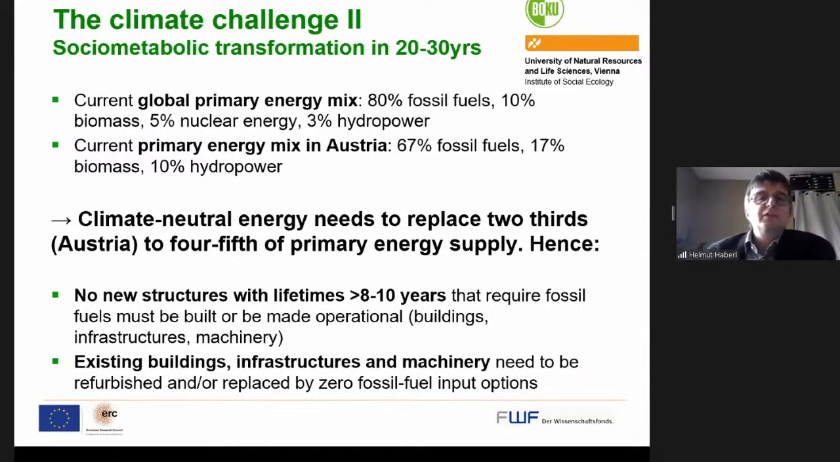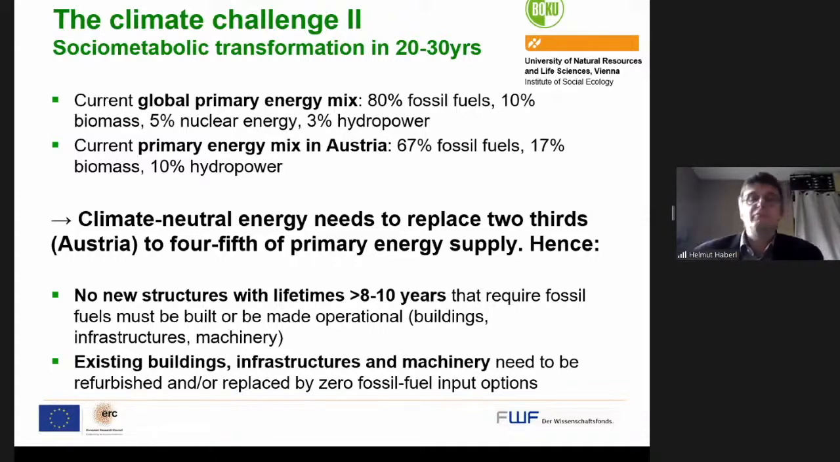And in my view, this means, and this becomes now very relevant for architects, I think, that we cannot afford to build any new structures with lifetimes of more than 8 to 10 years that require any fossil fuel. Not just that we have to reduce them, we don't have to have any new demand for fossil fuel by new structures. And existing buildings, infrastructures and machinery need to be refurbished or replaced by zero fossil fuel input options in the next 20 to 30 years.